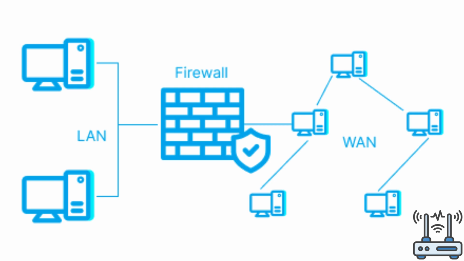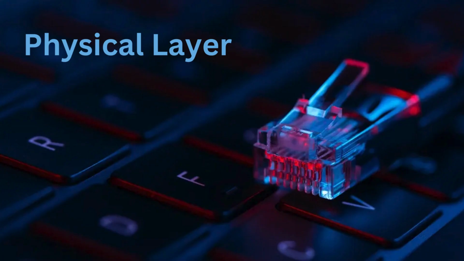So that's it. So now it is time to discuss all the layers and the functionalities of each layer. So at first, the physical layer. The physical layer is the lowest layer in the OSI model and the TCP/IP model. It deals with the physical transmission of data over the network medium.